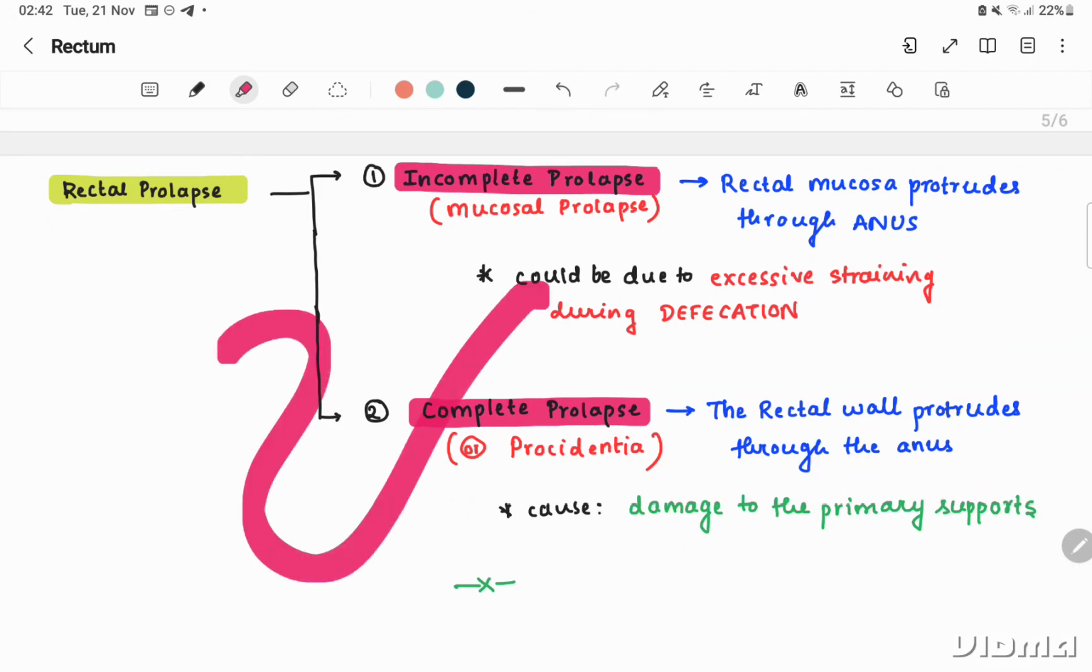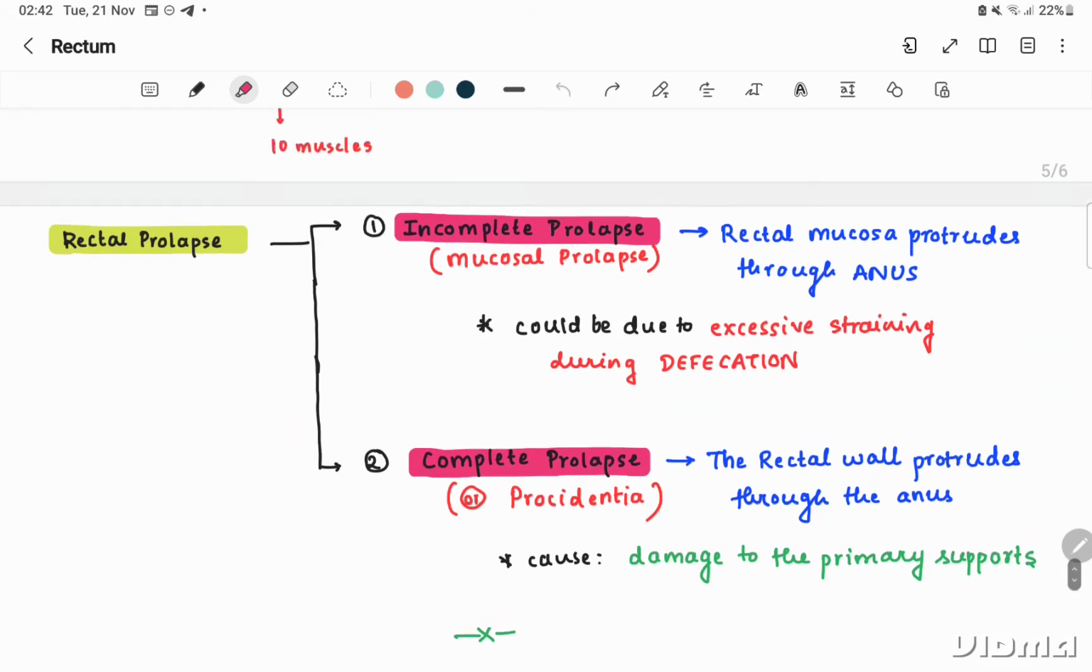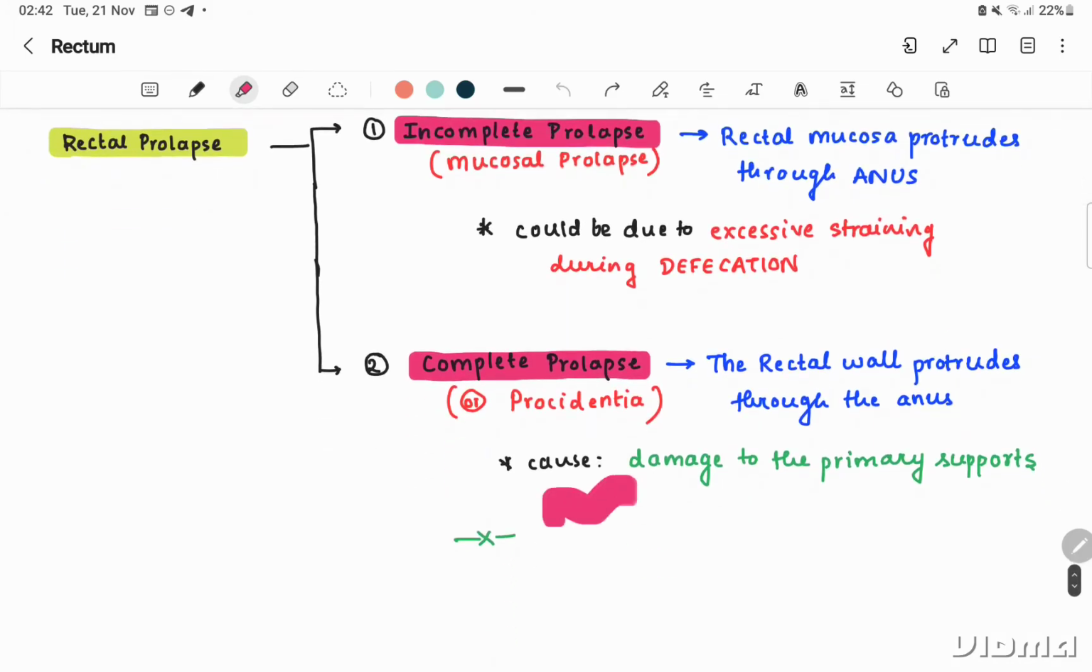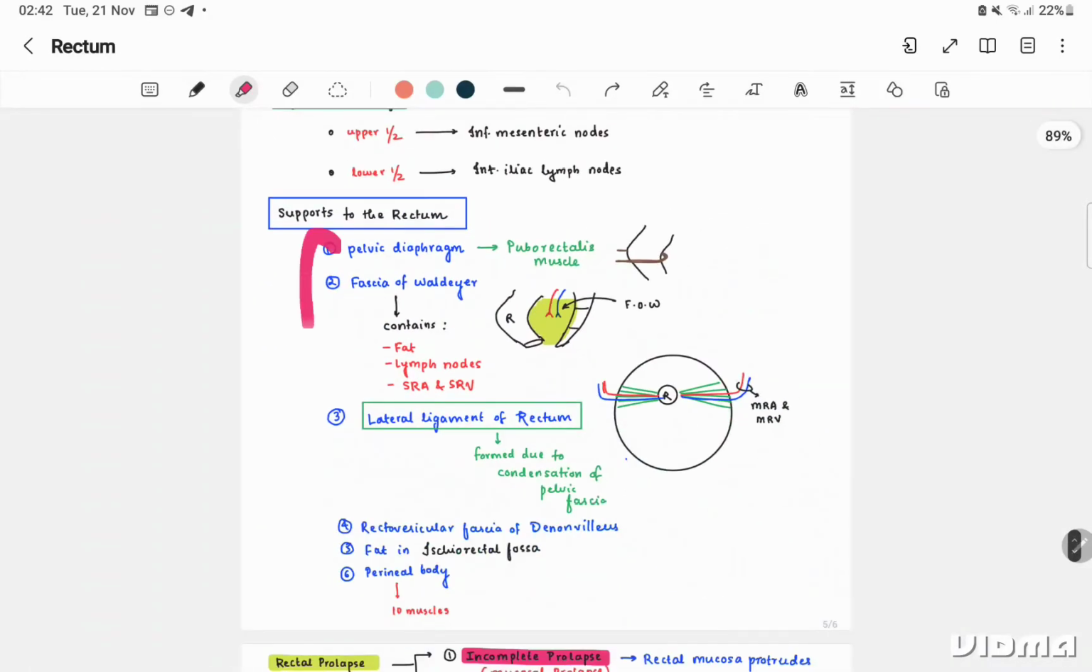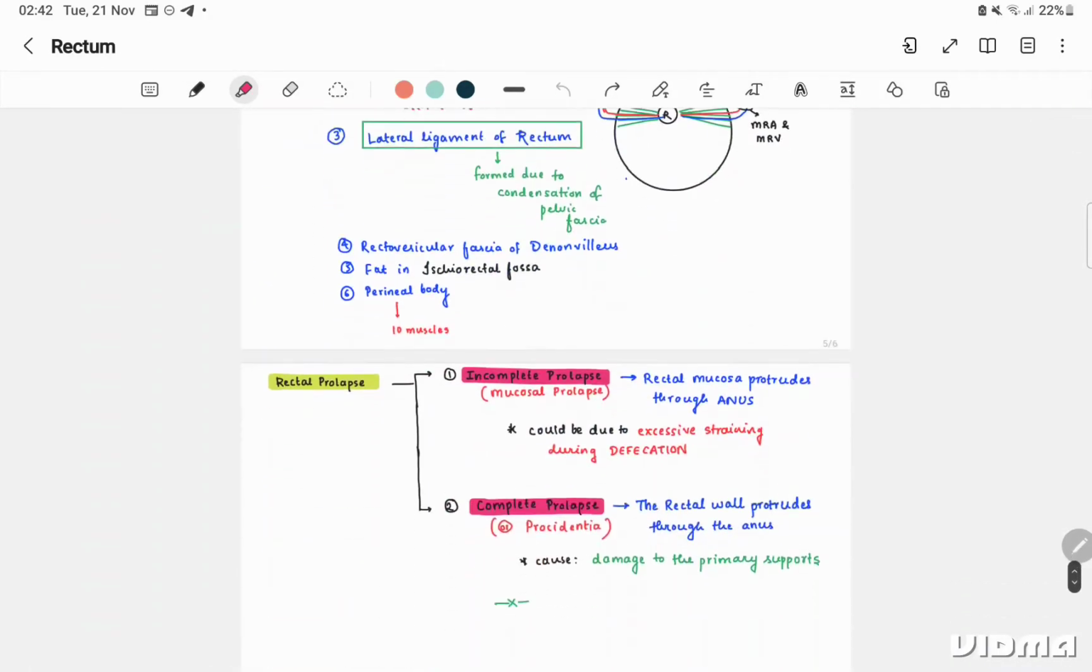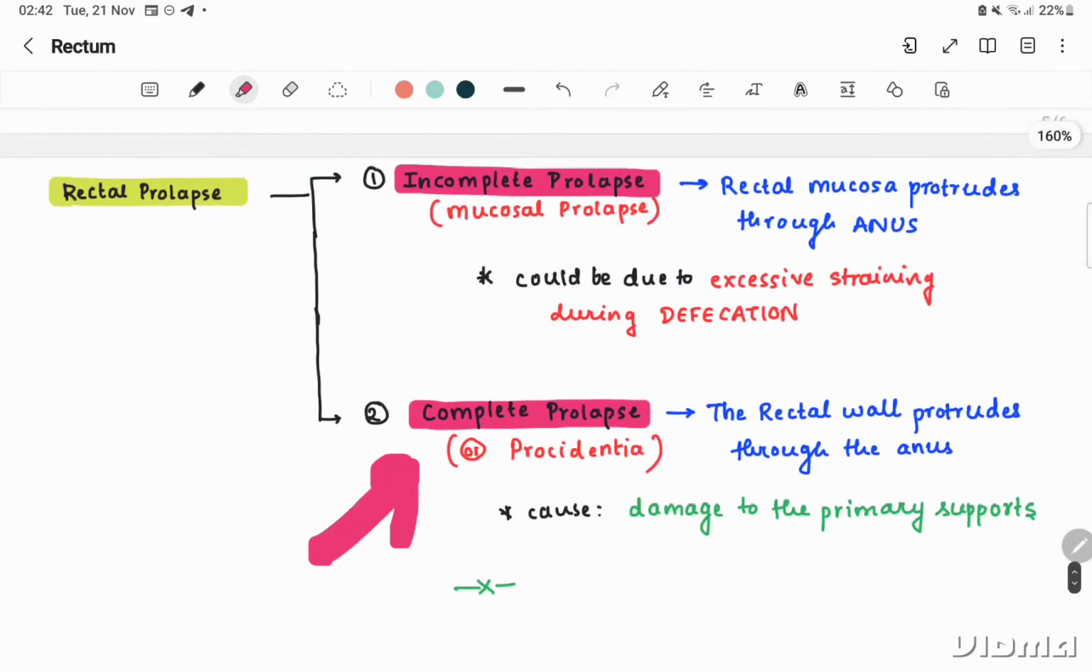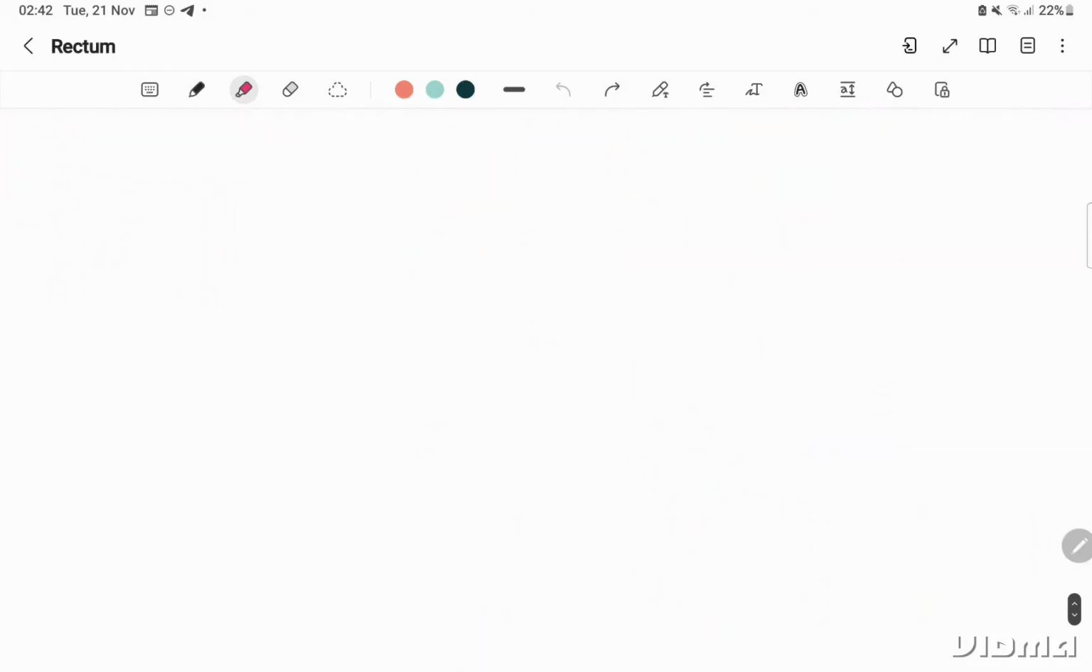The whole wall of the rectum will protrude through the anus, and this can cause damage to the primary support. This can cause damage to all these primary supports. Understood? And this complete prolapse is more severe than your incomplete prolapse, obviously. Understood? So this completes the rectum. Let's move on to the next parts of this chapter.